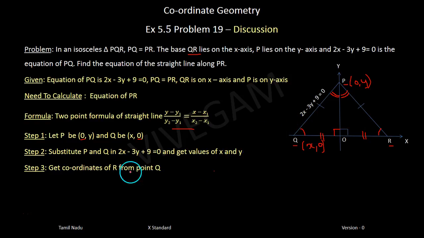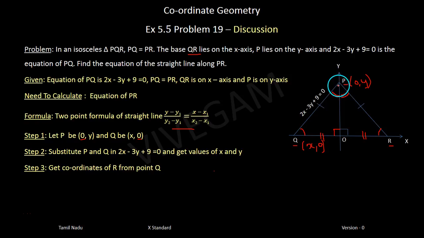Now, get the coordinates of R from point Q. But before that, you'll have to understand that these two triangles are congruent. They are the same. If you fold this triangle based on this axis, it will be exactly the same. So you can see this side is common, and this angle and this angle are equal. And being an isosceles triangle, this side is equal to this side, which means the angles opposite the equal sides are equal. Am I right? So for the triangle PQR, angle Q will be equal to angle R.